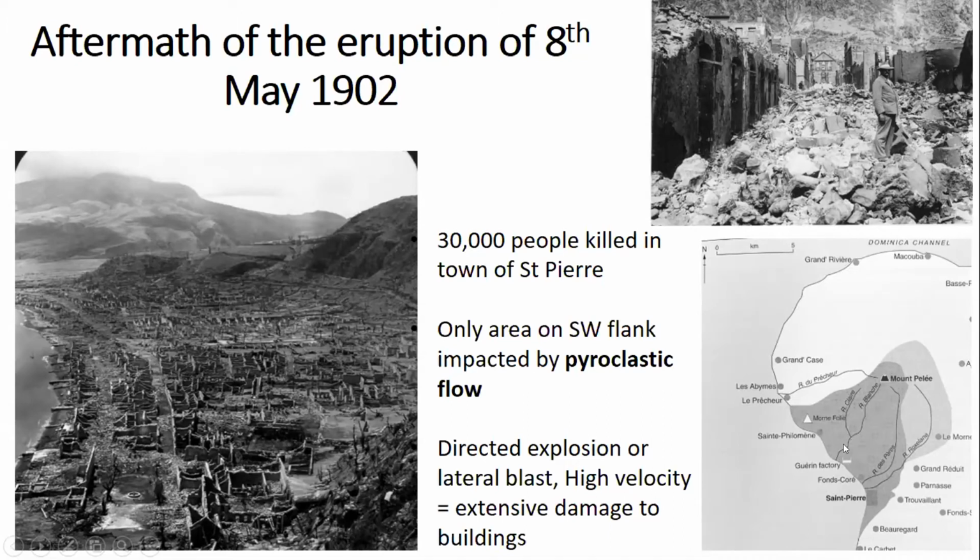And that means that it had relatively high velocity, velocities in excess of 100 meters per second, really very high velocity, which means it had a high destructive potential. So this was a major disaster. 30,000 people were killed in the town of Saint-Pierre. There's a huge story, which I don't have the time to go into, about the politics of why those people were not evacuated. But it's a major volcanic disaster, one of the major volcanic disasters of the 20th century.